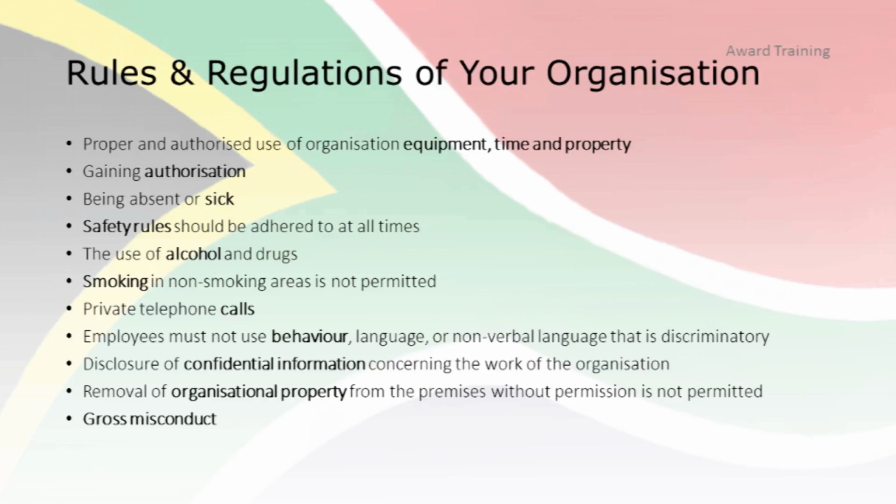The use of alcohol is normally prohibited on premises. Bear in mind also smoking and non-smoking areas within your organization. Help your employee to understand where these are if they're a smoker. How do employees handle telephone calls? How do they answer? What's the telephone etiquette? And of course, employees must adhere to certain behavior of language, of non-verbal language. It's important that there's no abuse, and that confidential information of your organization is kept and adhered to.